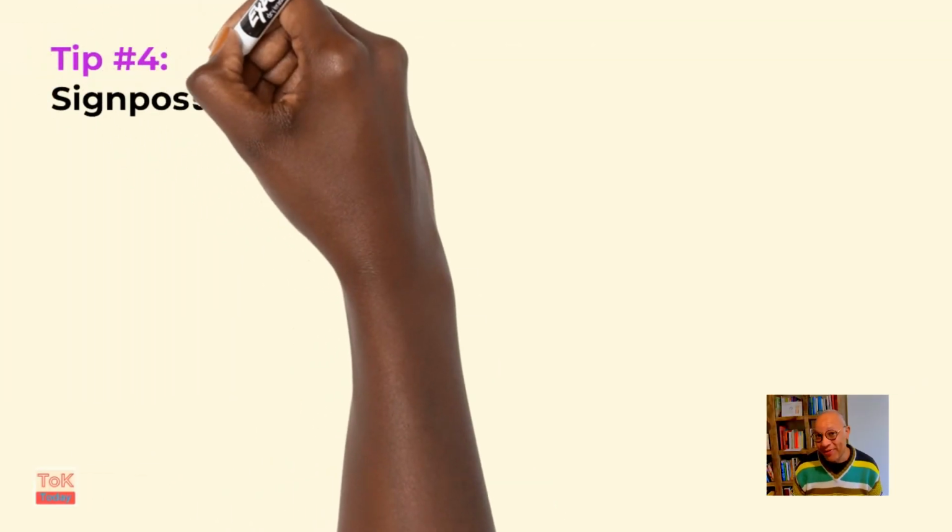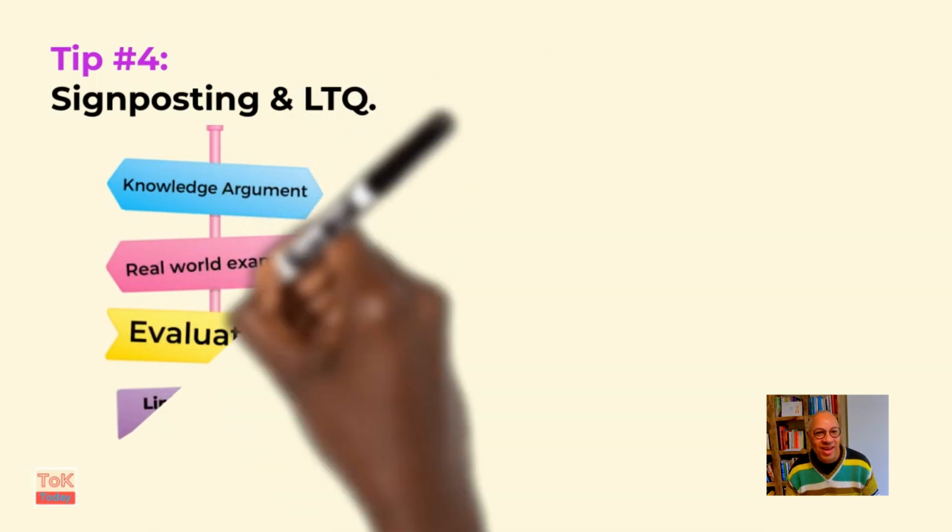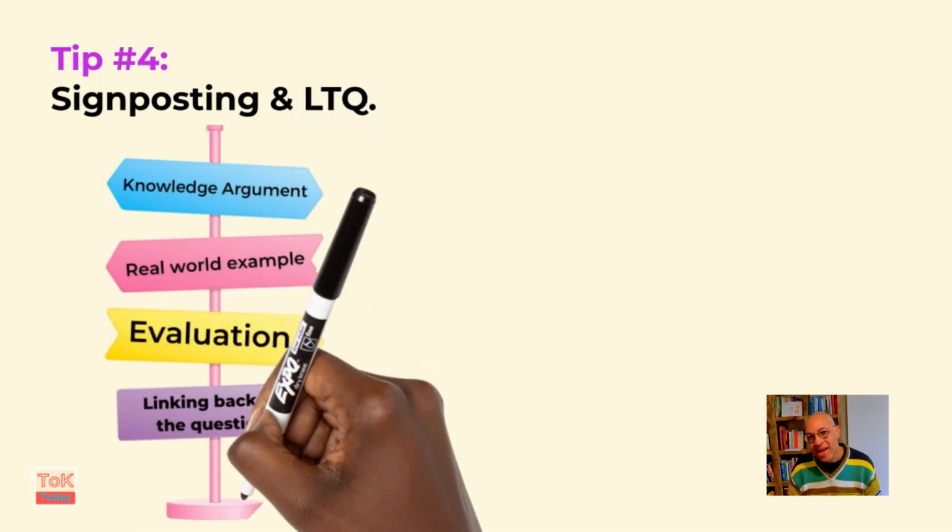On to tip number 4, signposting and LTQ. LTQ means link to the question. So sometimes the draft essays which can come in can be super confusing. There are like concepts and AOKs and knowledge arguments and RLSs all mixed together. They're sometimes contradictory. They're often incoherent. And if they're confusing for me as the teacher of the student, then imagine what they're like for the examiner.